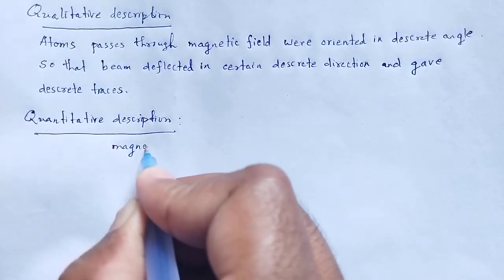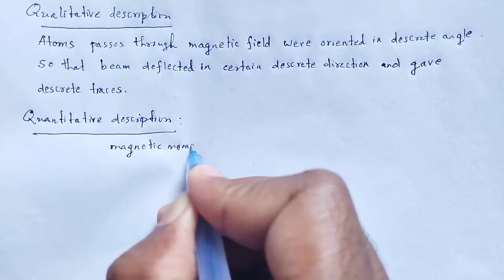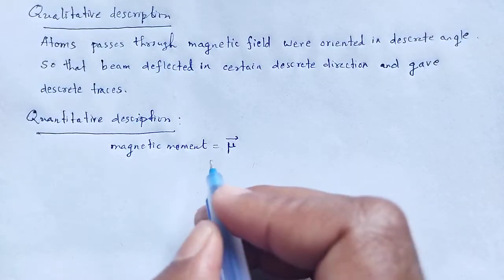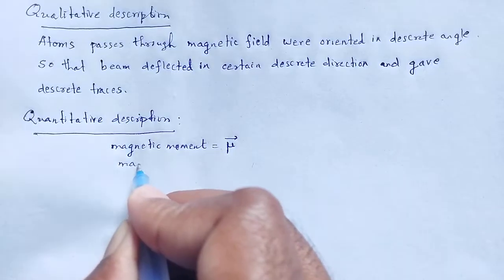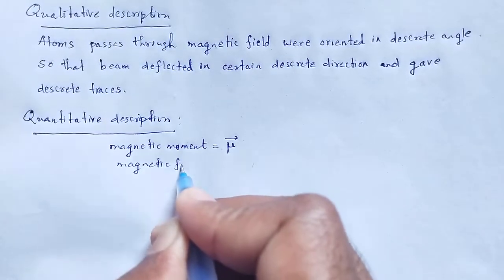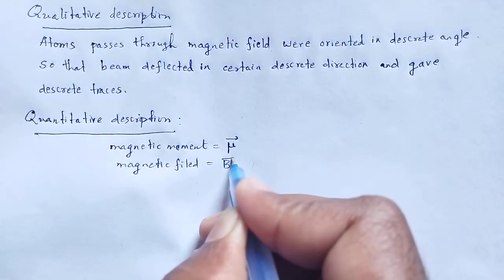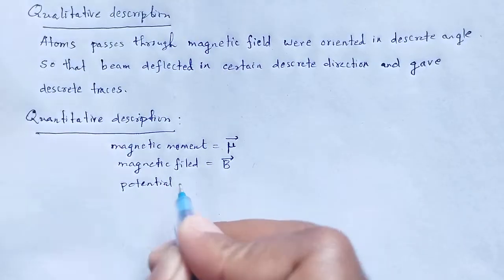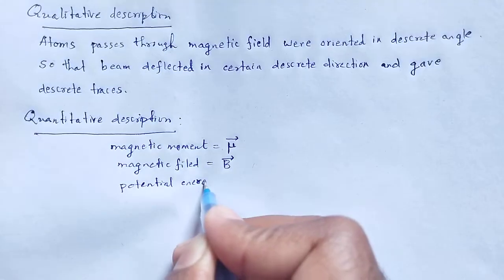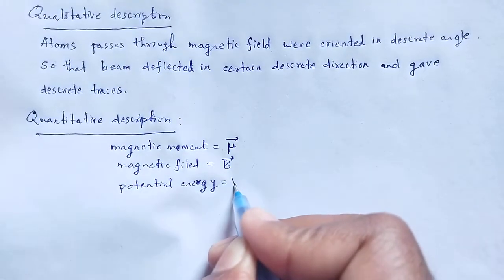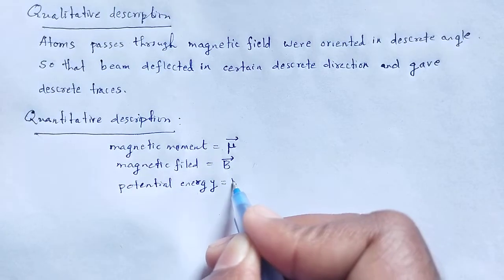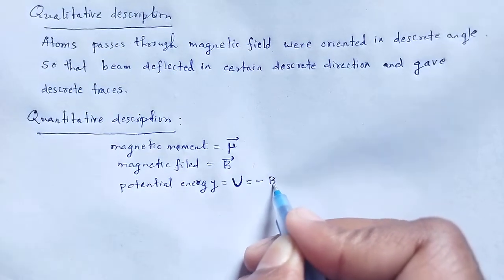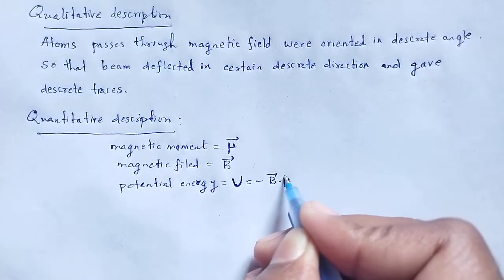Here the total magnetic moment is mu, and the magnetic field strength, magnetic field be B vector, and the potential energy, let U, potential energy U, as the negative of the dot product of B dot mu.